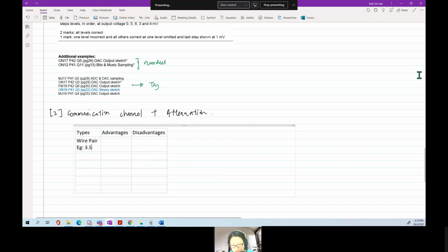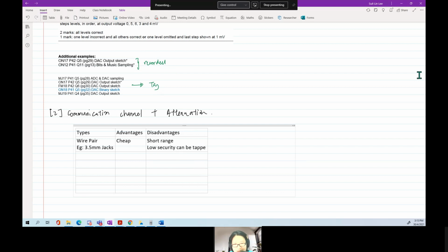Okay, so 3.5 mm jacks. The advantage here is that it is cheap. The disadvantage here is short range, and then low security, can be easily tapped. So old phones use the wire pair lah. Older phone networks.